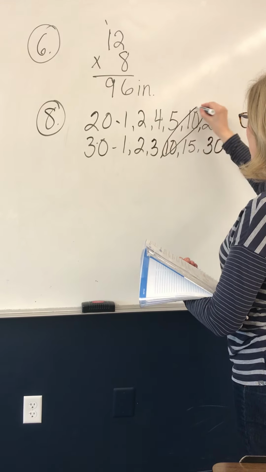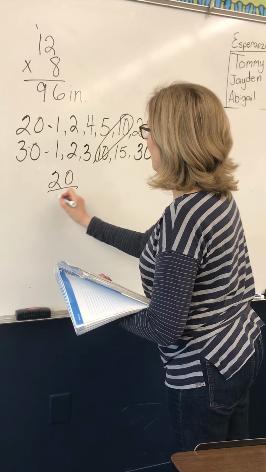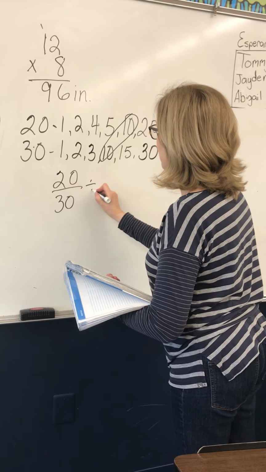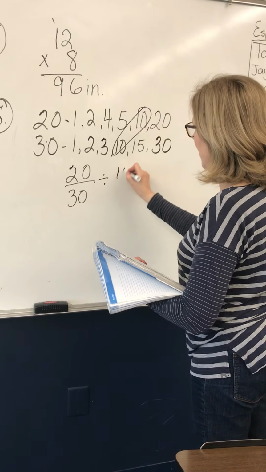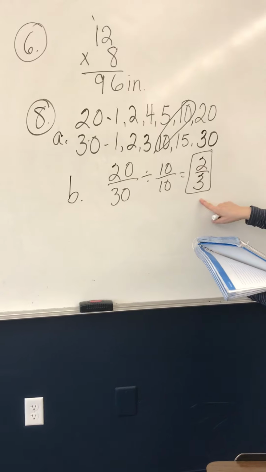Then it asks us to use that 10 to reduce this fraction. So let's take 20 over 30 divided by the greatest common factor, 10 over 10. 20 divided by 10 is 2. 30 divided by 10 is 3. So the answer is 2/3. Okay, the first part of the question, A, wants to know the 10. And then B is when you divide by the 10, you get 2/3. Okay?